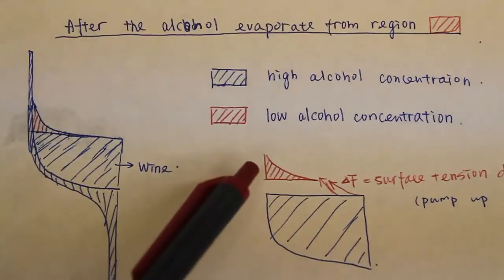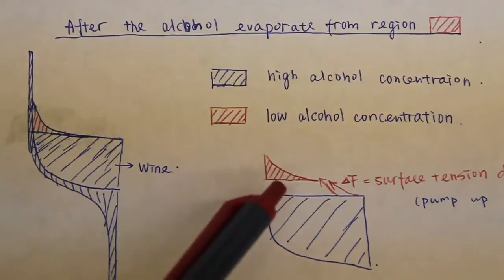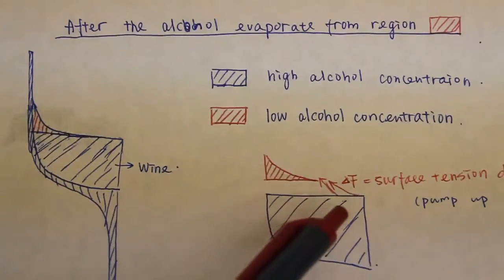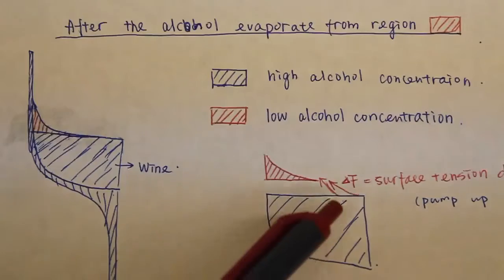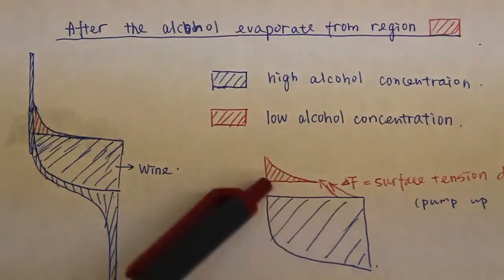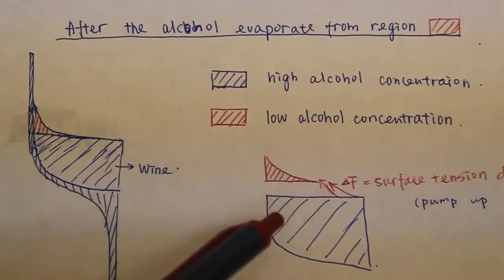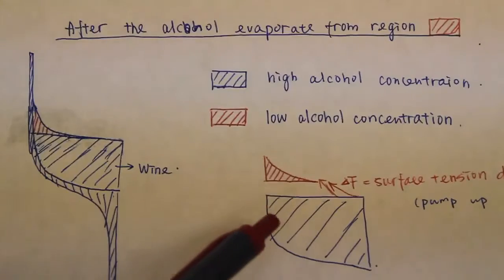The red region holds more liquid than just the liquid raised by capillary action. So there has to be a force between the red and blue regions so that more and more liquid is pumped up from the blue region to the red region. My hypothesis is that the force we need in this process is the surface tension difference between the blue and red region.